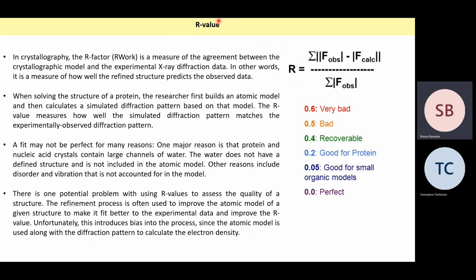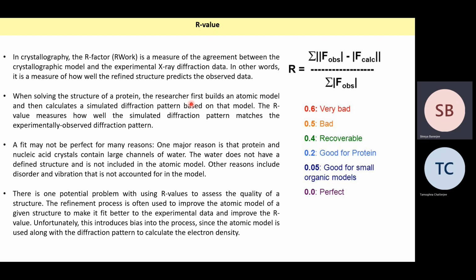Now, once you have your protein structure, there is something called an R value, which is a measure of the agreement between the crystallographic model and the experimental X-ray diffraction data. So R value is an idea of how good the structure is, comparing the observed structure and the calculated structure. R value is a prediction of whether you need to improve the structure or whether it is good enough.